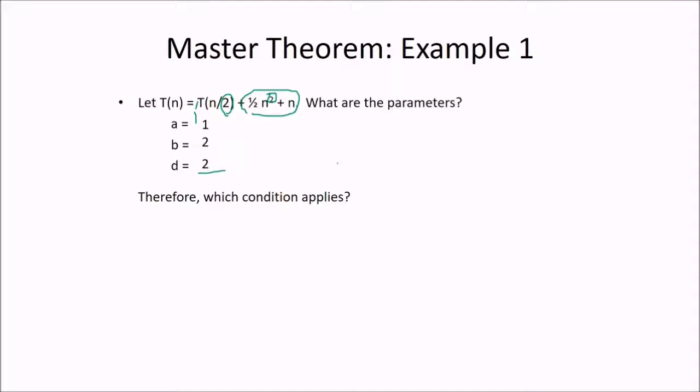Now let us find out a and b to the power d. What is a? a is 1. What is b to the power d? b is 2 and d is 2, so 2 to the power 2.